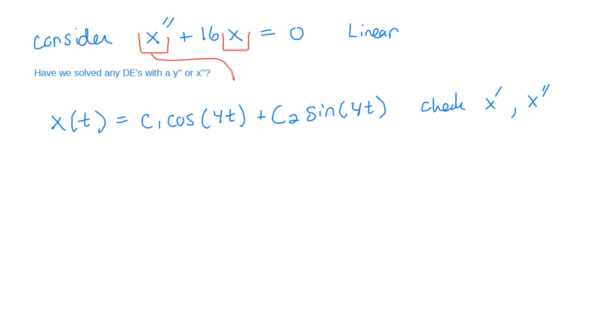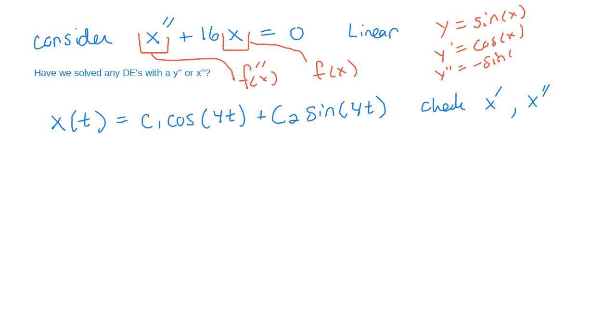You're looking for some type of f double prime that cancels out with the original function, right? And we know that the cosine and sine functions do that. Because, what is it? If y equals sine, y prime is cosine, but then y double prime is negative sine.